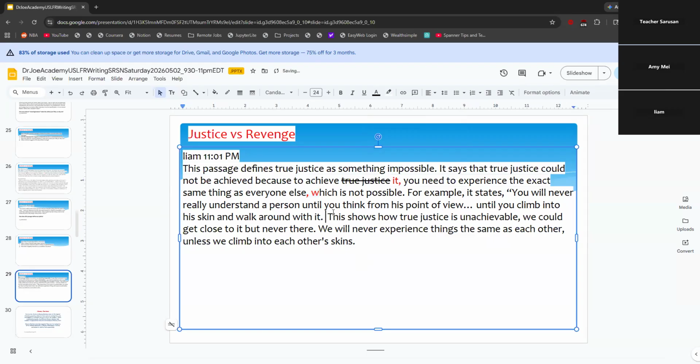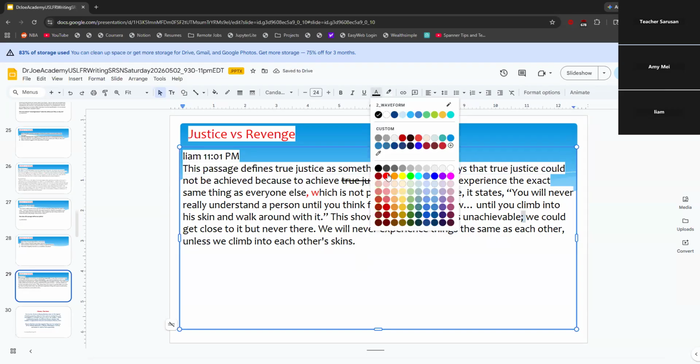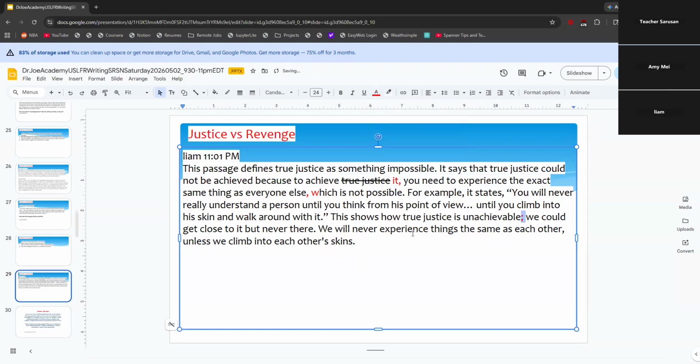I'm not sure why the quotation mark is like this. This shows how true justice is unachievable. We could get close to it, but never there. And we're going to need a semicolon here instead. We will never experience things the same as each other unless we climb into each other's skin.